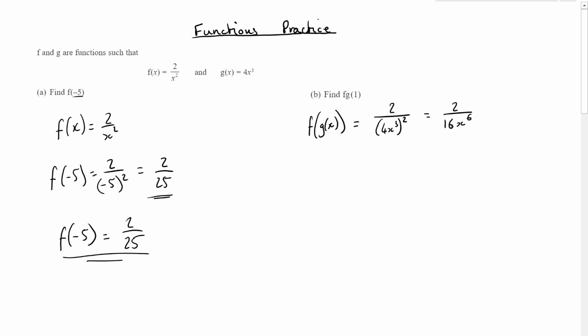Now this 2 over 16 we can simplify, so we can say f of g of x is equal to 1 over 8x to the 6, and then we know x is equal to 1, so we can just substitute that in, and 1 to the power of 6 is going to be 1, and so f of g of x is equal to 1/8. Okay.